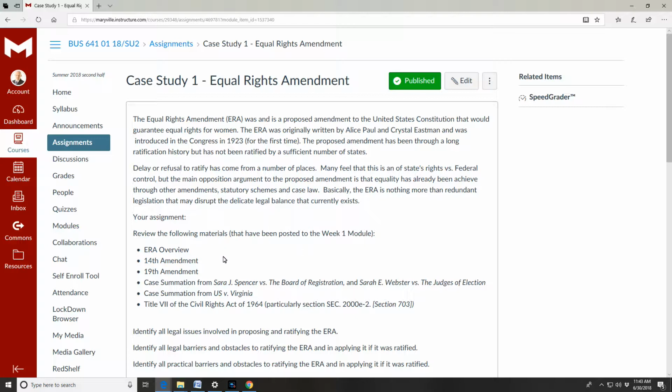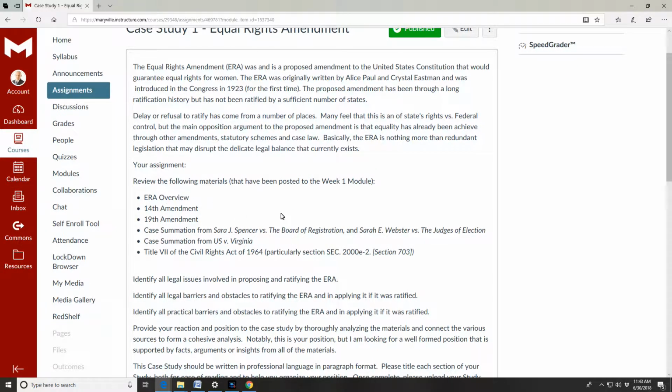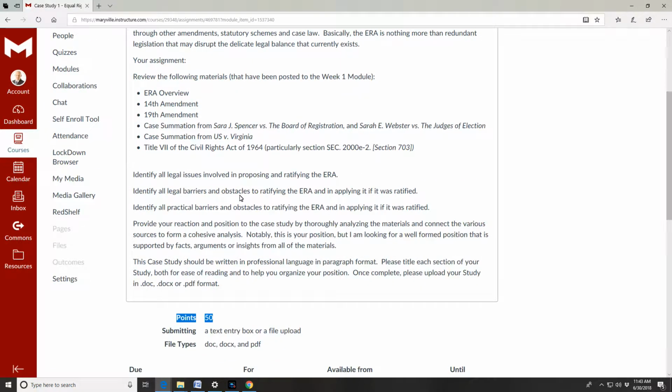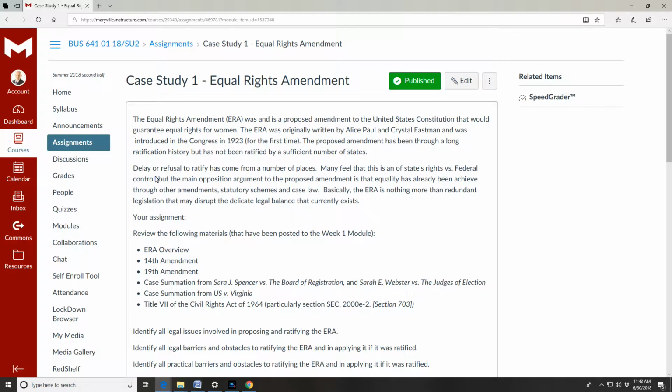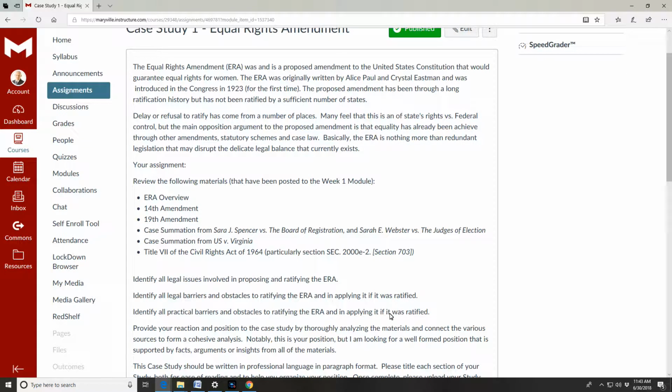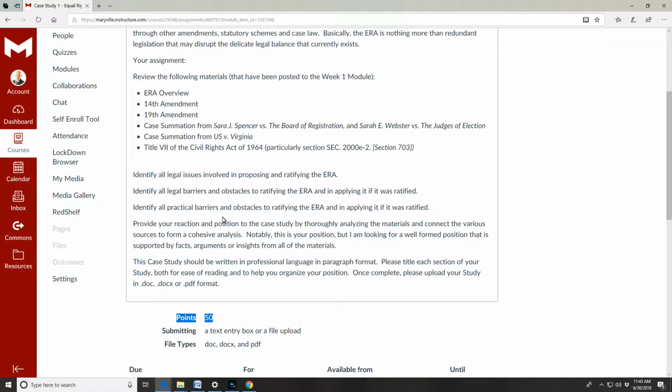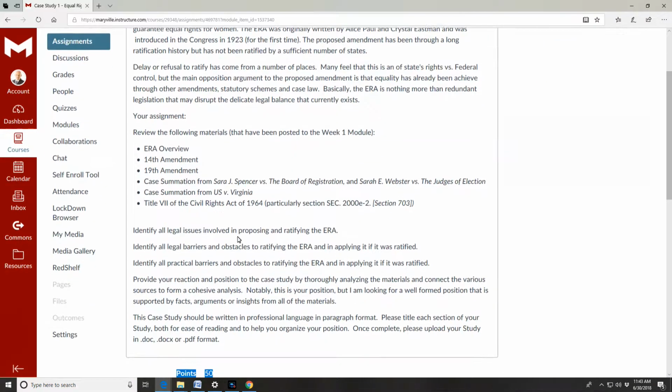So, your assignment is I want you to review a number of materials. These are all posted and provided for you. I'll walk you through them here. I want you to identify the legal issues that are involved with proposing and ratifying the Equal Rights Amendment. So this is going to be pretty simple. There is a very specific way that amendments to the Constitution are proposed, passed, and ratified. But I also want you to look at practical barriers to ratifying the Equal Rights Amendment. These are things like people don't care. People think it already exists, so why would they vote for it if they think it's already been passed?